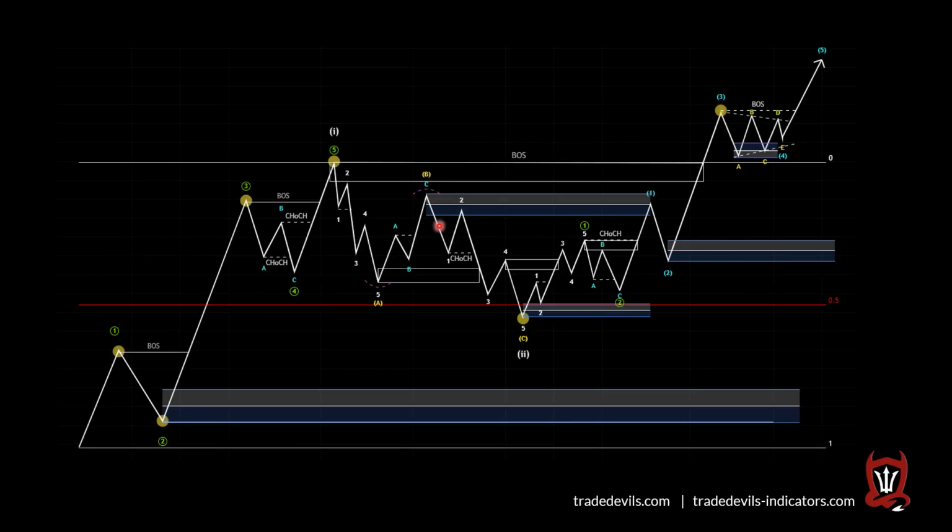I don't know the outcome yet. I retrace into this supply zone, come back down. For this to carry on in this pattern, I've got to break the demand zone of the A wave.